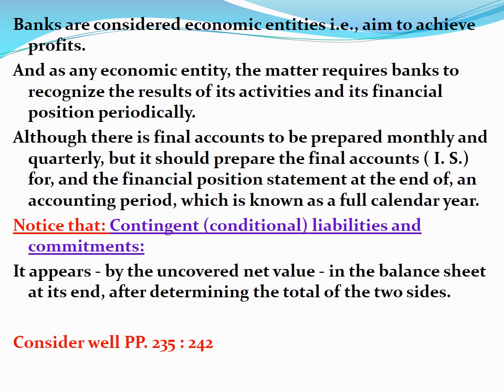This means that it will not affect the balance sheet itself, but after finishing the balance sheet, there is an item after the total of the asset side, and there is the same item with its value on the other side, I mean, after the summation of the liabilities and equity side. That's why we say again, the contingent liabilities and commitments appear by the uncovered net value in the balance sheet at its end, after determining the total of the two sides.